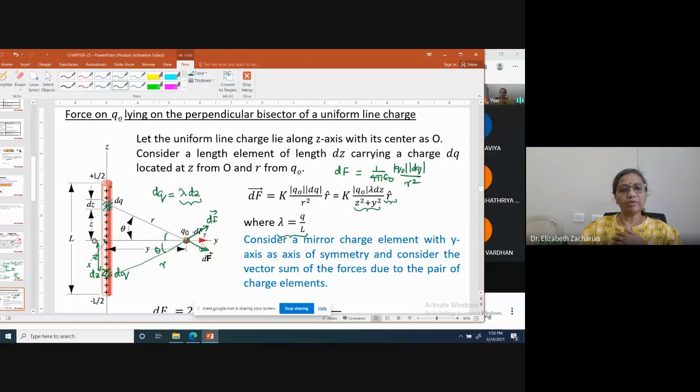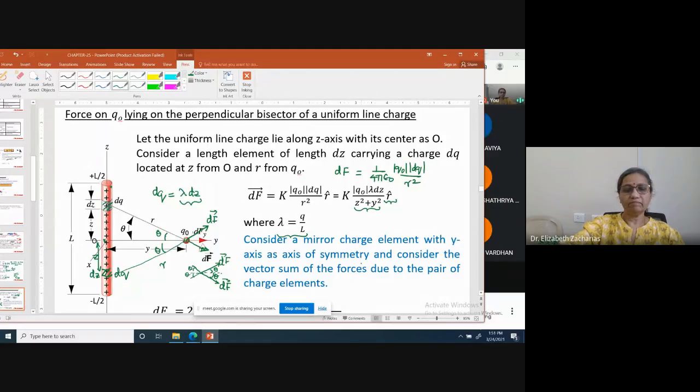This line also makes an angle theta with the y-axis, and this one also makes an angle theta with the y-axis. Again, the distance r is the same and dq is the same. Therefore, you are going to add two vectors having the same magnitude. And how do you add them? If this angle is theta and this angle is theta, then automatically, being vertically opposite angles, this and this will also be theta.